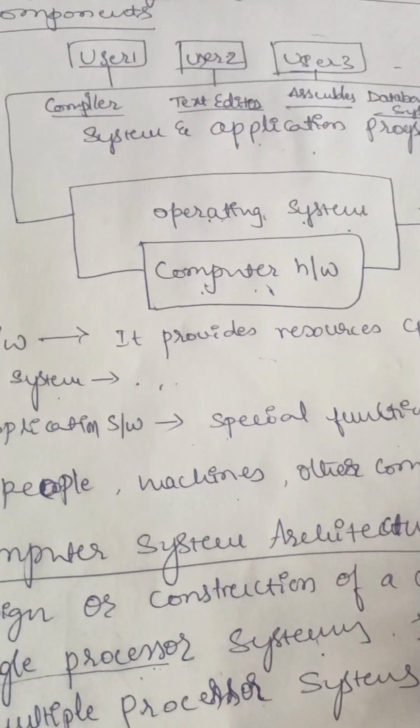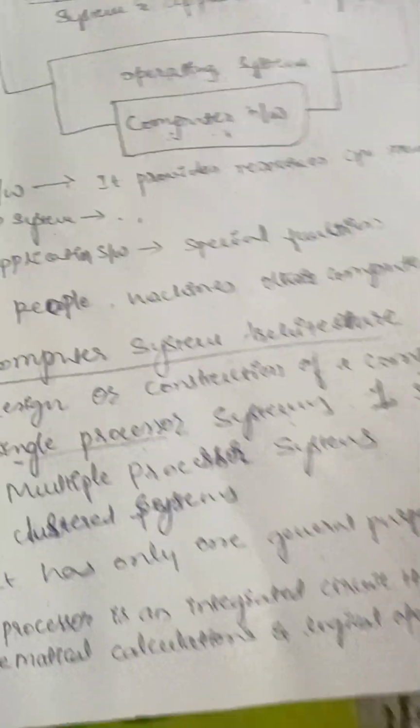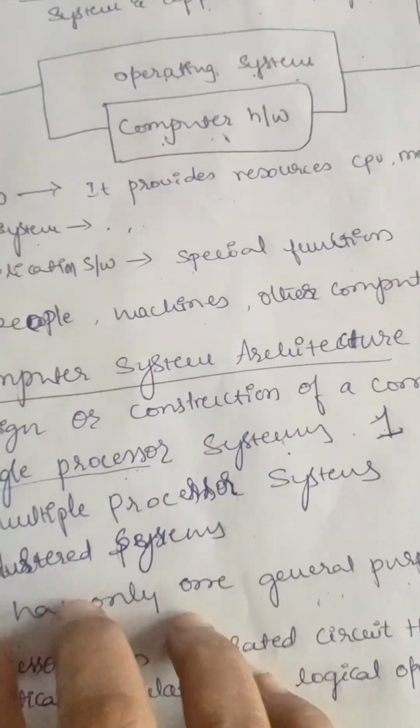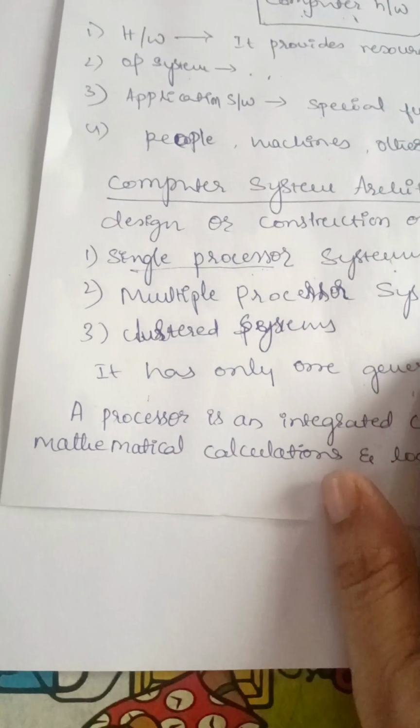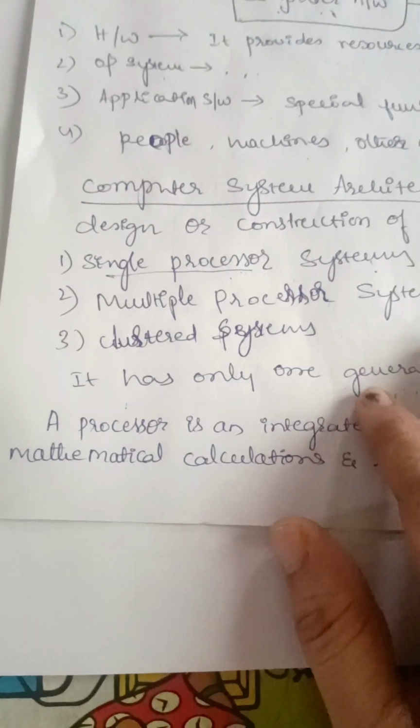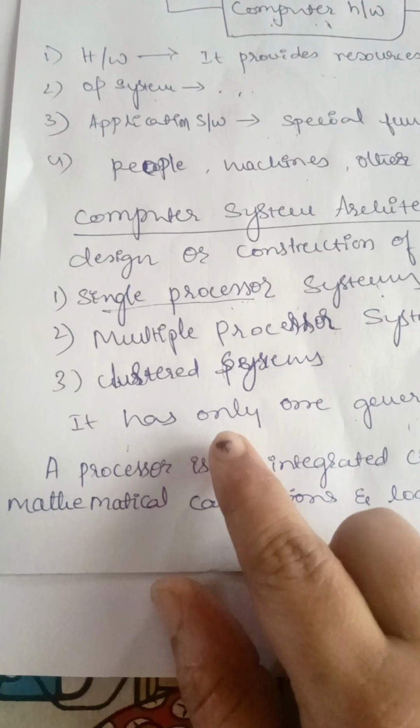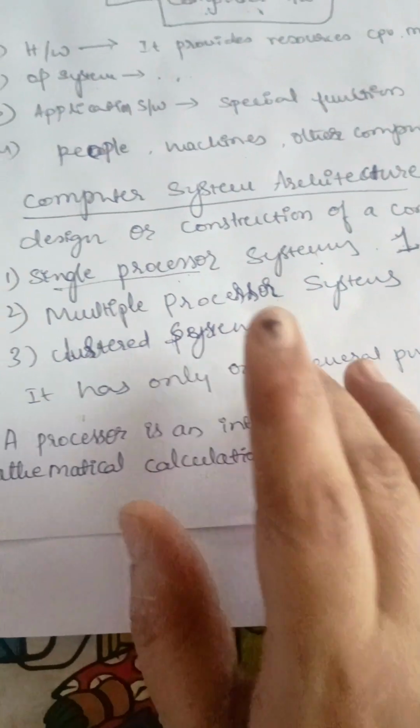Good morning, guys. Last class we studied the computer system architecture, right? So here there are three types: one is a single processor system, a multiple processor system, and a clustered system.